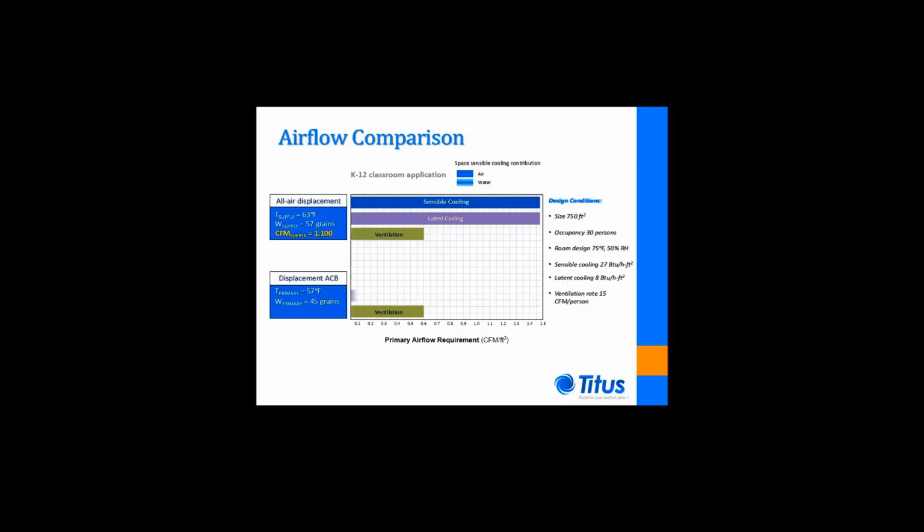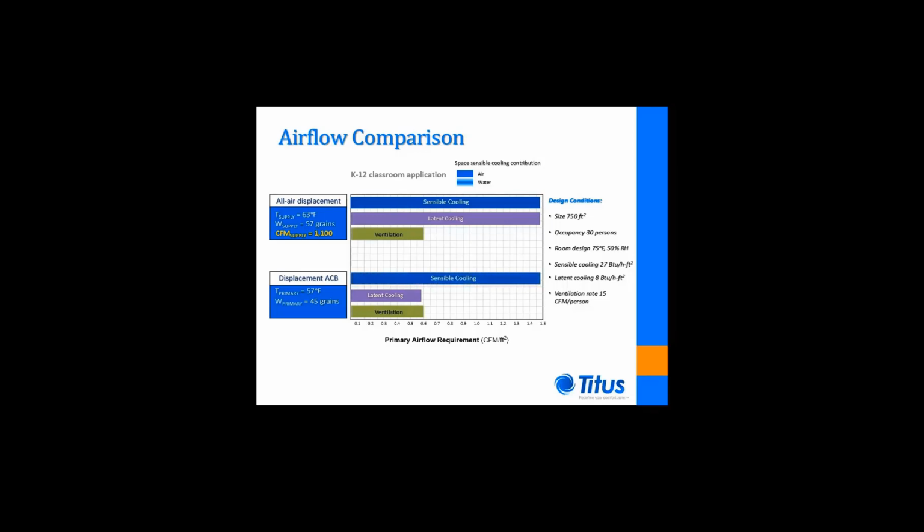The displacement beam system design focuses on providing latent cooling of the classroom at the lowest possible airflow rate, thus the employment of the depressed dew point primary air. In this case, about 0.6 CFM per square foot is required for the space latent cooling. Although the same amount of moisture must be removed from either system, the displacement beam system is able to do so at a much lower airflow rate.